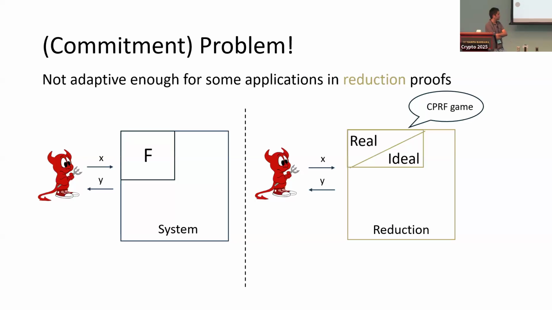However, we argue that even the adaptive definition, which we call partially adaptive, is still not enough for some applications in reduction proofs. Here, let's say the attacker is interacting with us and has access to the constrained PRF. In the proof, we want to switch the output of the PRF to random, and then it's normal for the reduction to forward the queries to the constrained PRF game.